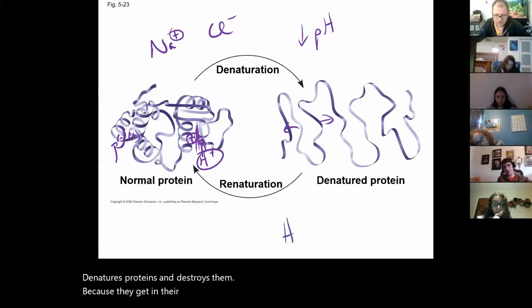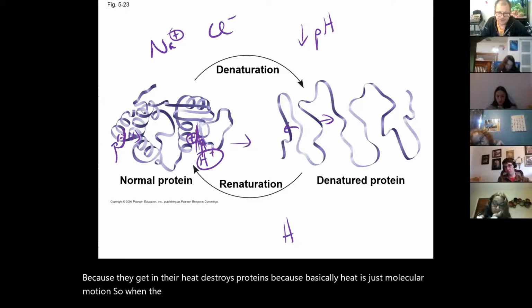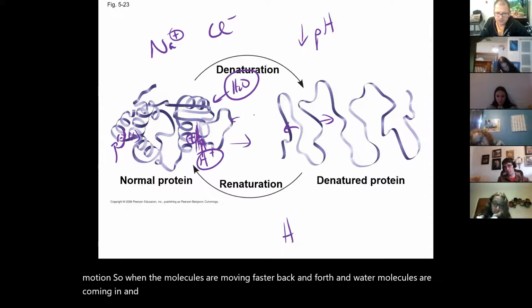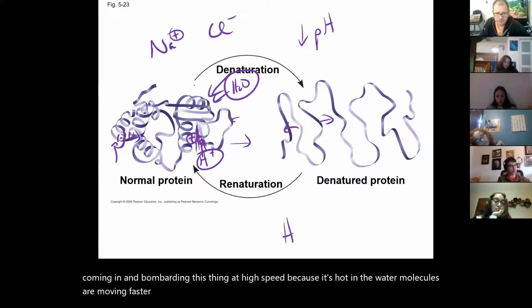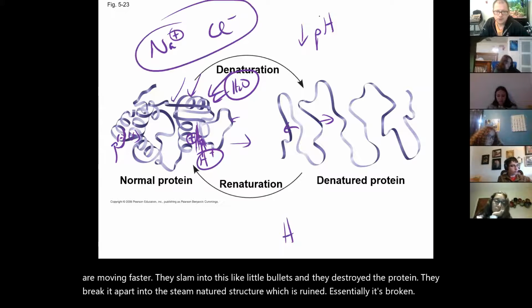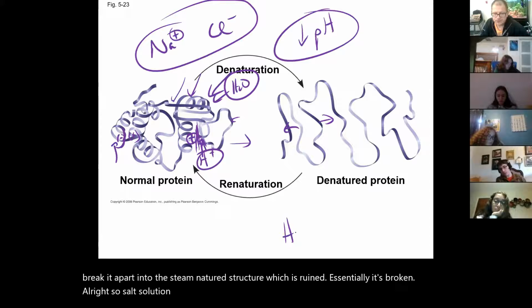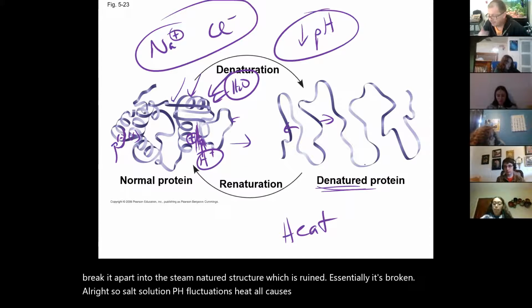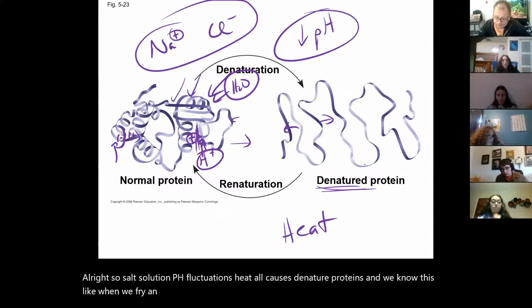Heat destroys proteins because heat is just molecular motion. The molecules are moving faster back and forth, and water molecules are coming in and bombarding this thing at high speed because it's hot. They slam into this like little bullets, and they destroy the protein. They break it apart into this denatured structure, which is ruined, essentially. It's broken. All right, so salt solution, pH fluctuations, and heat all cause denatured proteins. And we know this, like when we fry an egg, the heat does that.